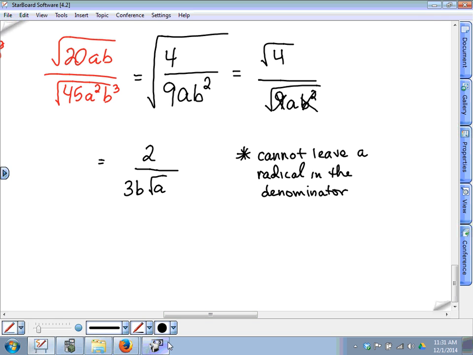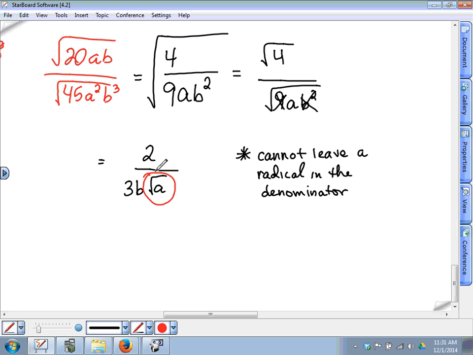By radical, I mean some kind of a root, like a square root or a cube root. Any kind of root, that's called a radical. You cannot leave a radical in the denominator. So even though this answer isn't incorrect, it's not in the right form. We didn't do anything wrong, but doesn't this square root of a count as a radical in the denominator? You can't leave it there. It's not considered fully simplified.